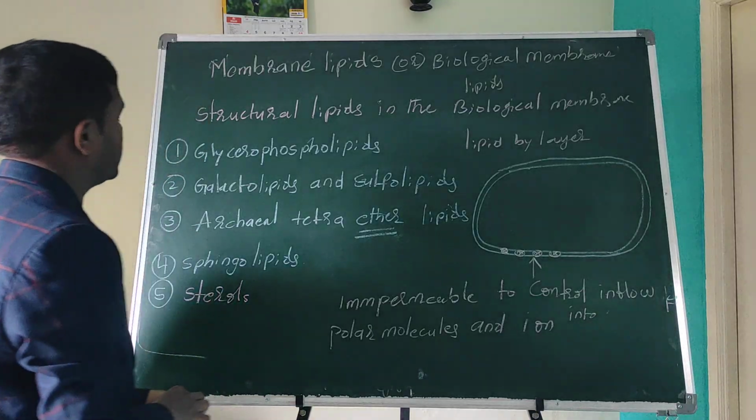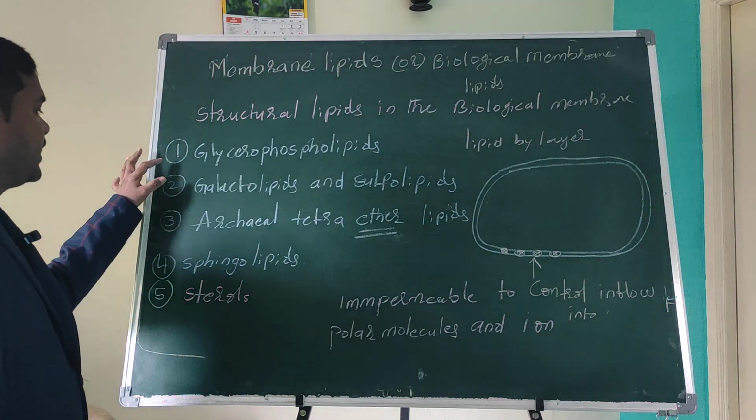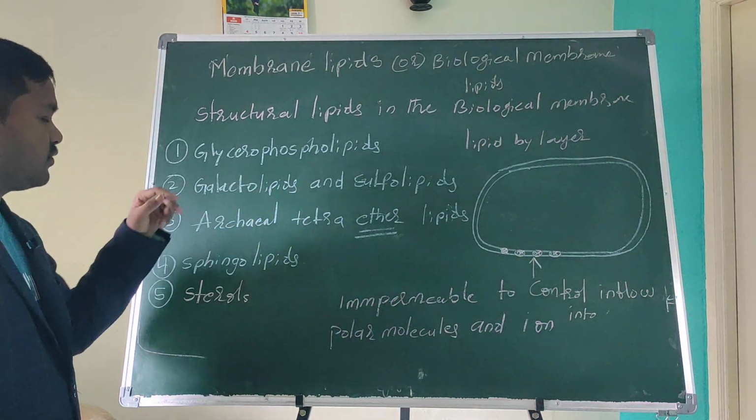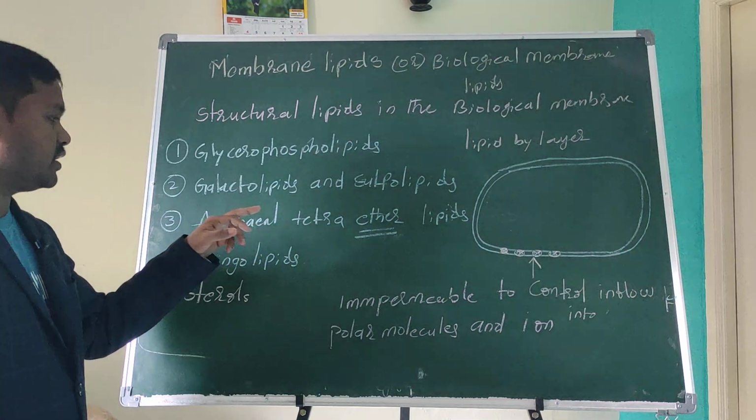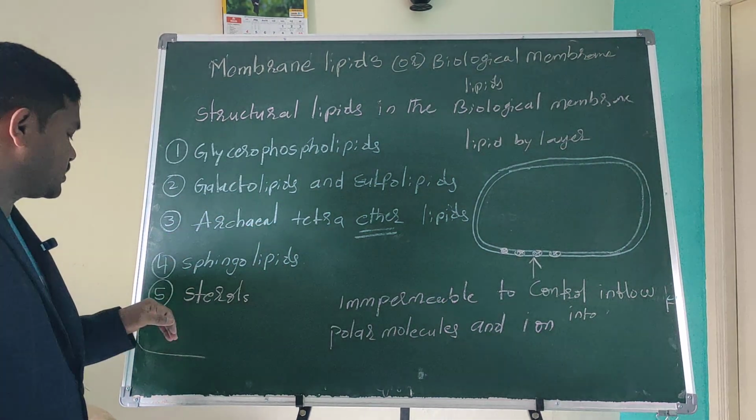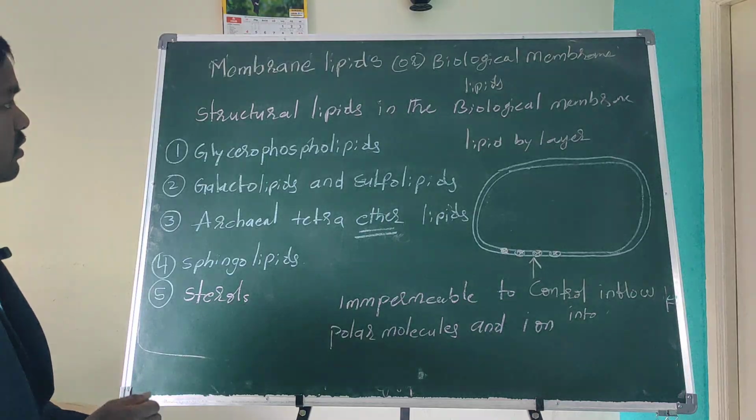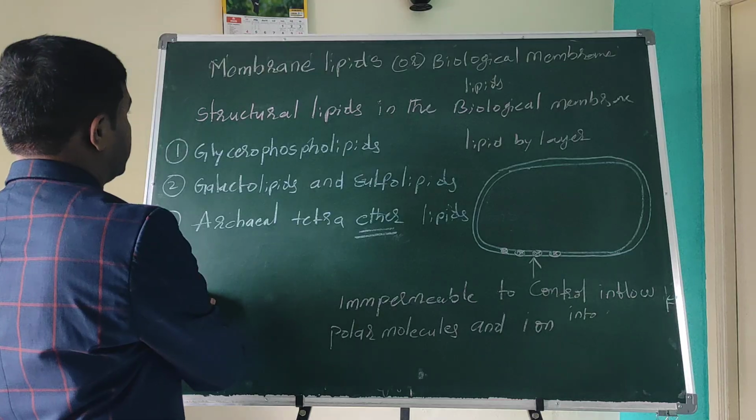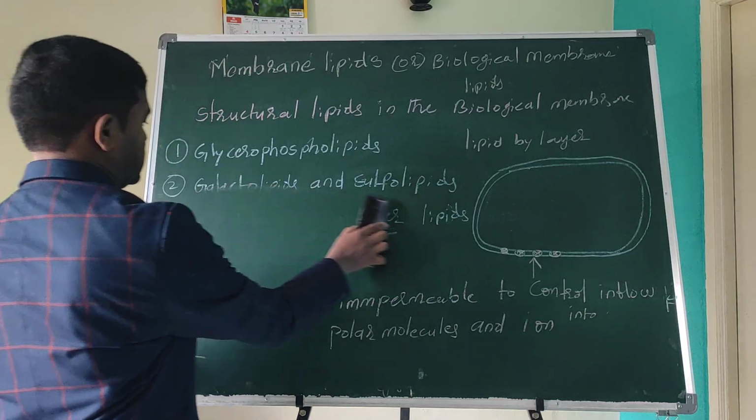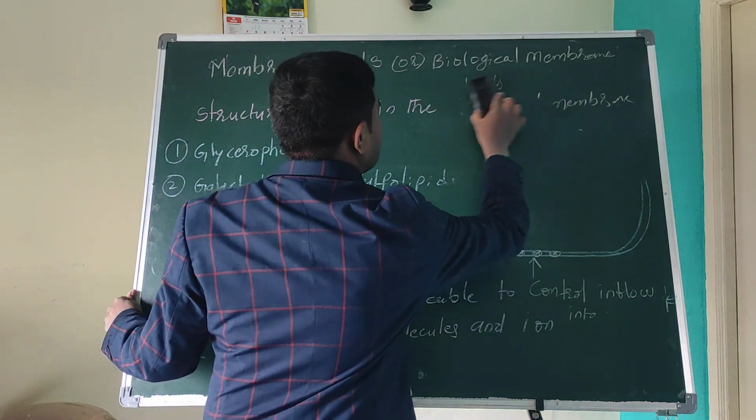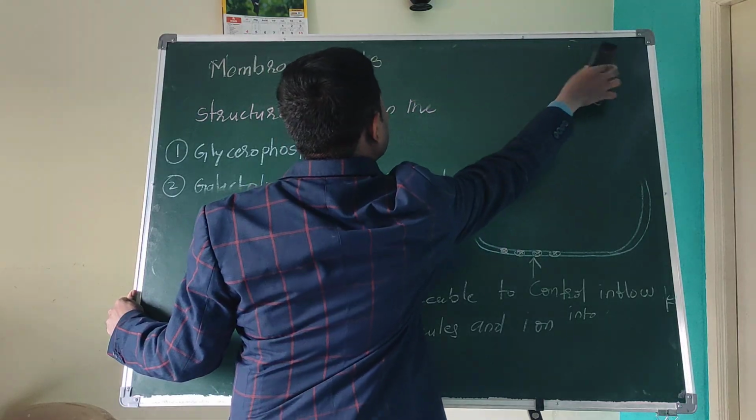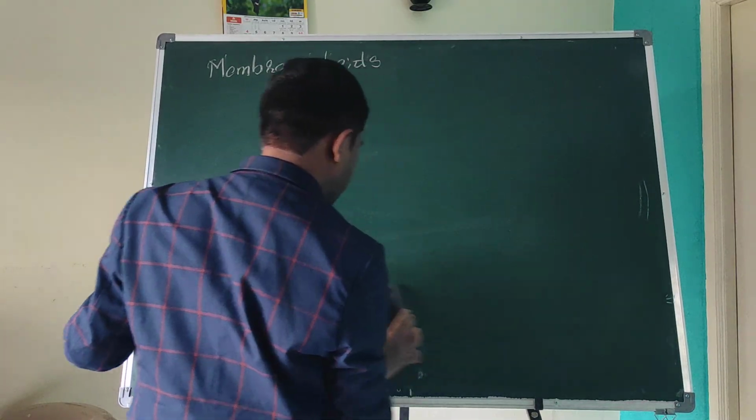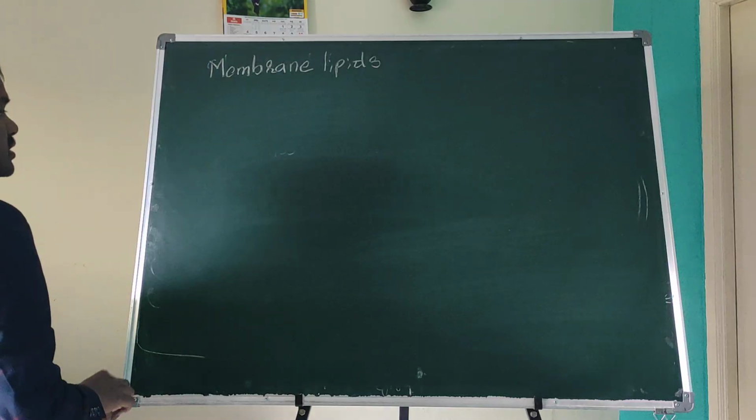The structural lipids are again divided into five types: glycerophospholipids, galactolipids and sulfolipids, archaeal tetraether lipids, sphingolipids, and sterols. We'll see them one by one. Membrane lipids.